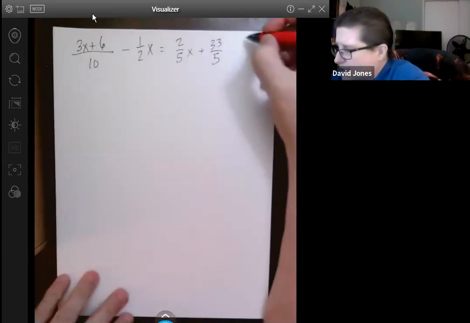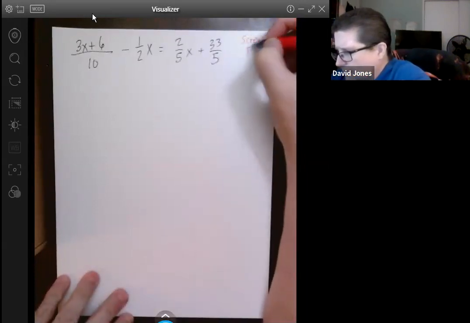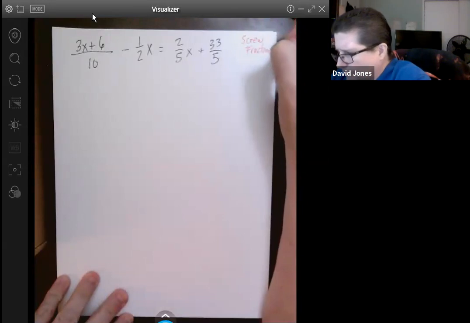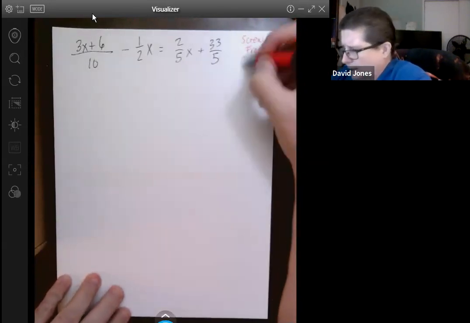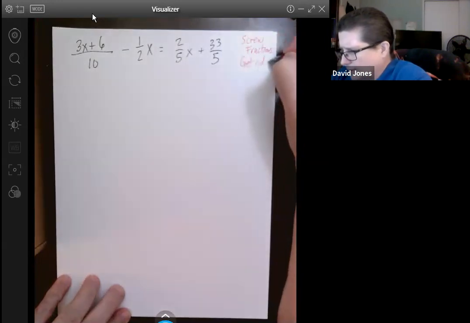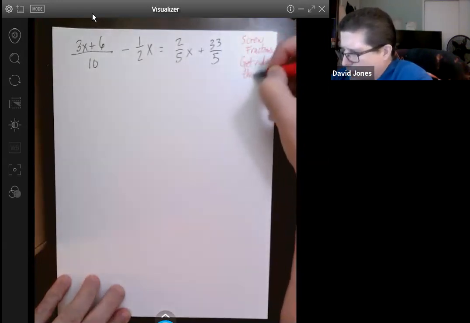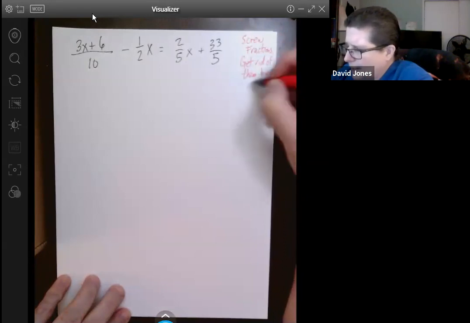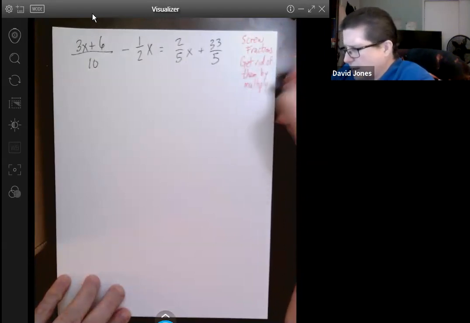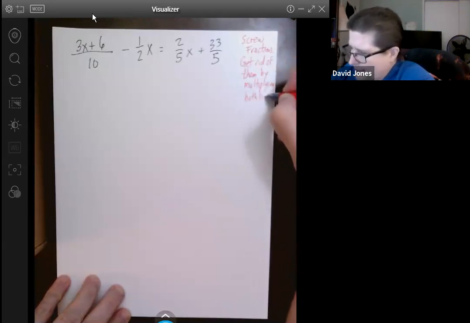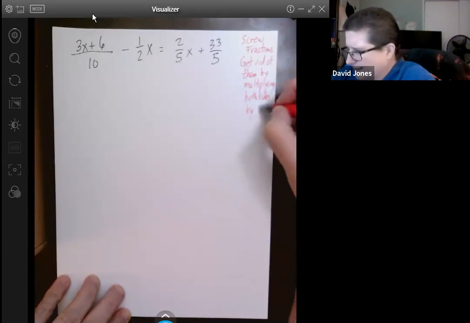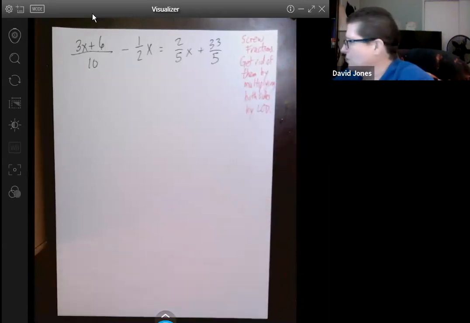Screw fractions. Get rid of them. Don't work with the fractions. Let's get rid of them. And we do that by multiplying both sides by the LCD. Least common denominator or lowest common denominator.